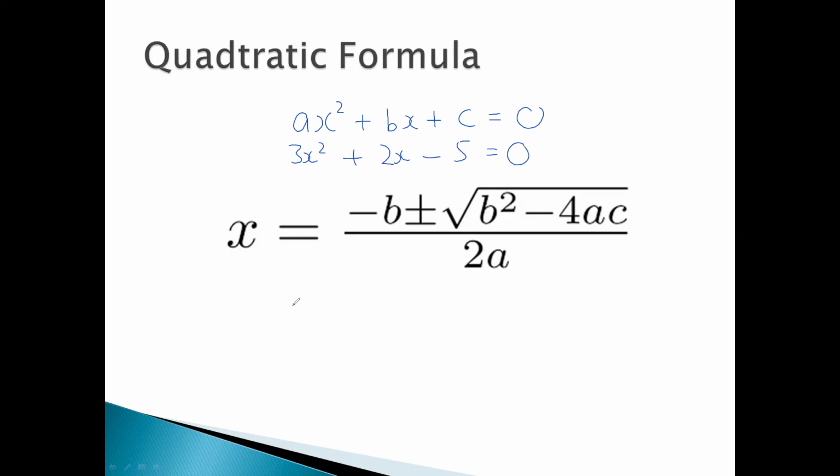In this case, a is always the coefficient of x squared, b is the coefficient of x, and c is the constant. So for my example here, a would be 3, b would be 2, and c would be minus 5, or negative 5. And that's how I'm going to use these three values to substitute into this formula. Now, let's take a look at some examples.